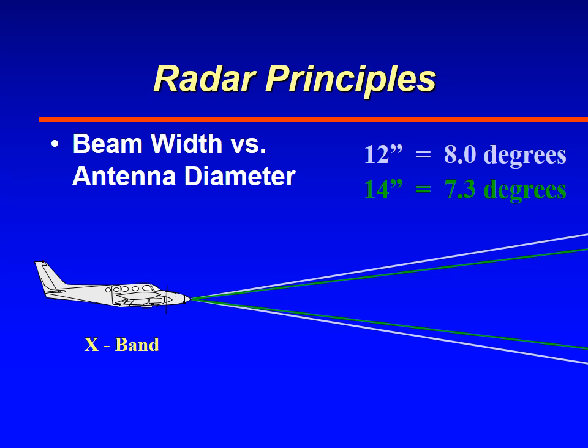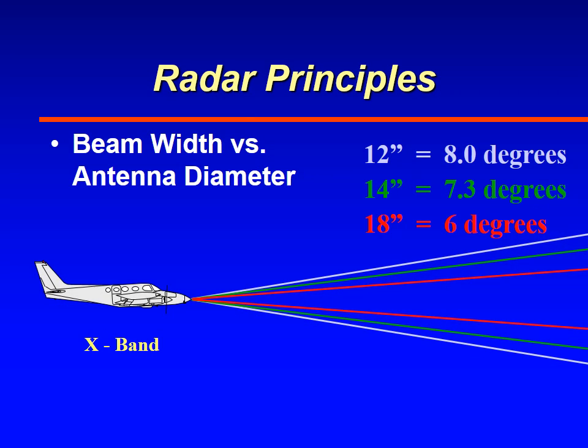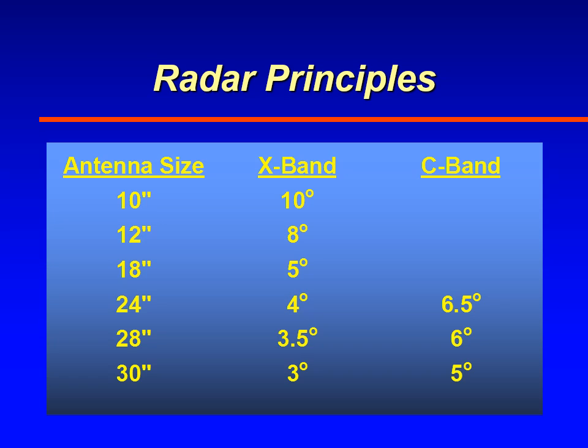You get to a larger size, 14-inch diameter antenna inside of an airplane. An X-band radar is 7.3 degrees. Even larger, 18 inches takes it down to 6-degree beam width. So here's a table that shows all the different antenna sizes. Of course, larger airplanes can have bigger antennas. You're talking about a 747 has about a 30-inch antenna. Sometimes they use an X-band, sometimes they use a C-band. There's an advantage we'll talk about with C-band. X-bands tend to attenuate more, C-bands don't.